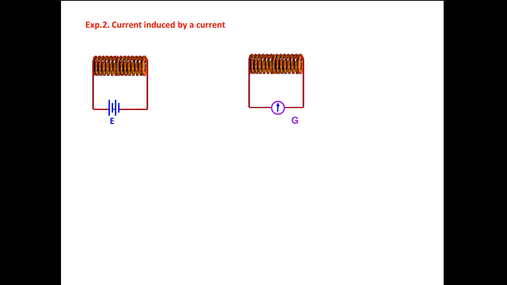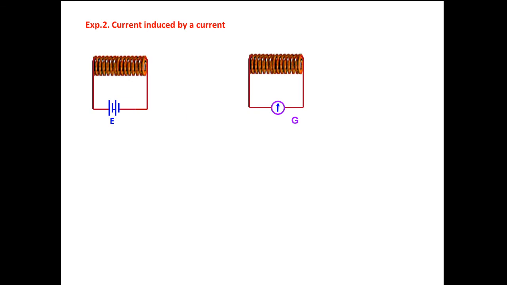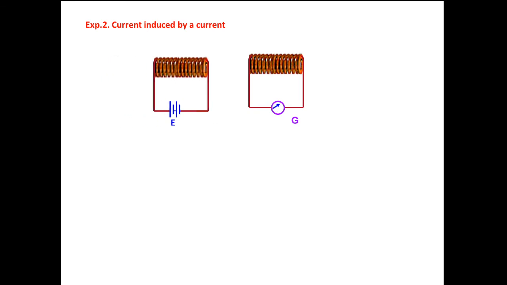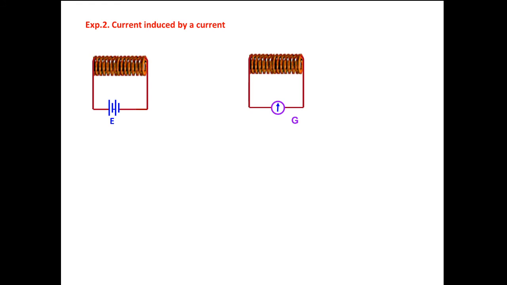Another one, let us say, two coils in which in one a galvanometer is connected and in another a battery is connected. So we are going to see now current induced by a current. Here, when the current carrying coil is moved towards a stationary coil, we can see the deflection in the galvanometer. Means in the second coil which contains the galvanometer, the current is induced.